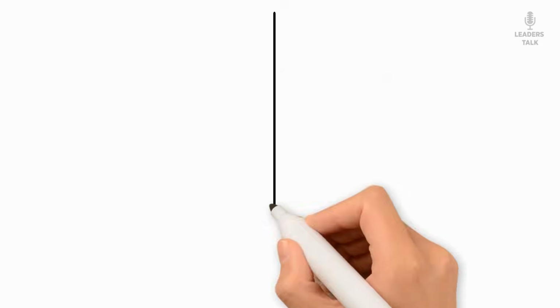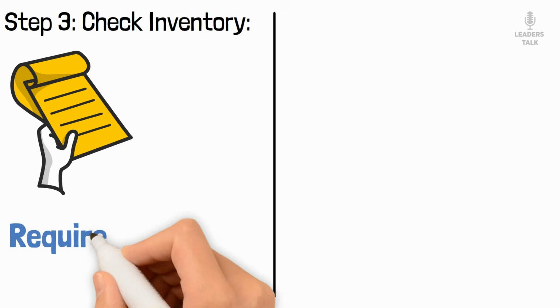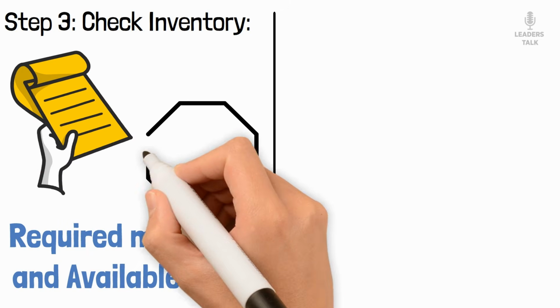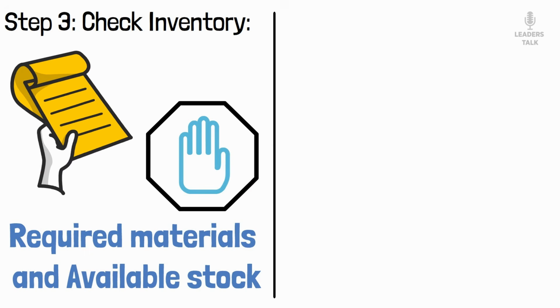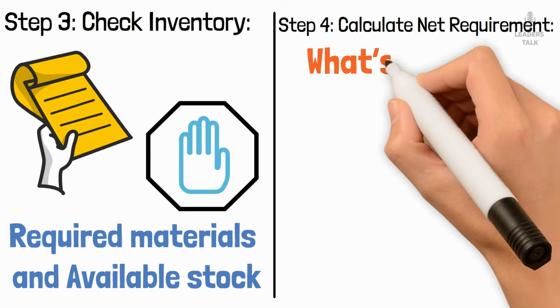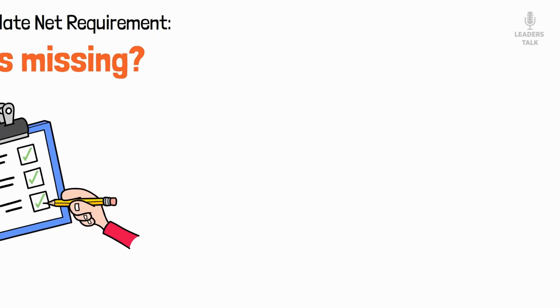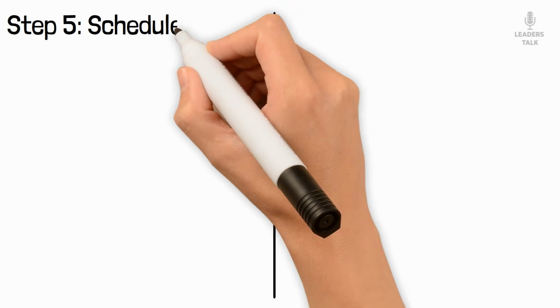Step 3, check inventory. What do we already have? MRP compares required materials and available stock. This avoids unnecessary purchases. Step 4, calculate net requirement. What's missing? MRP calculates what is actually needed after considering stock. Step 5, schedule orders.